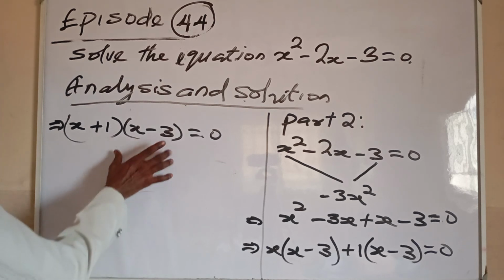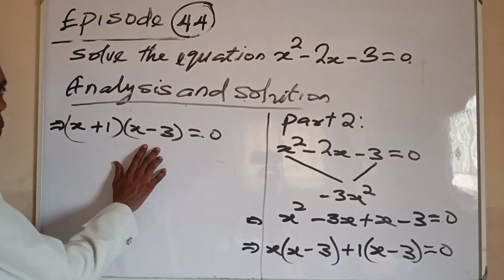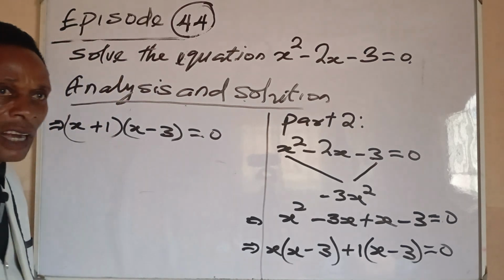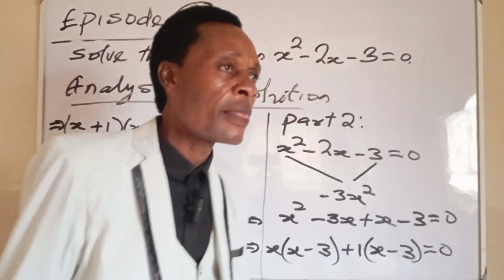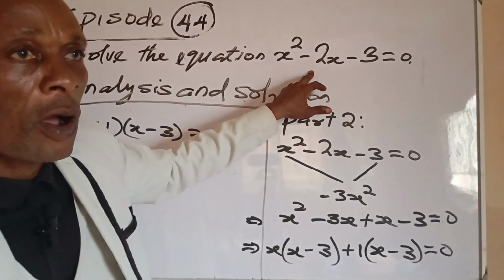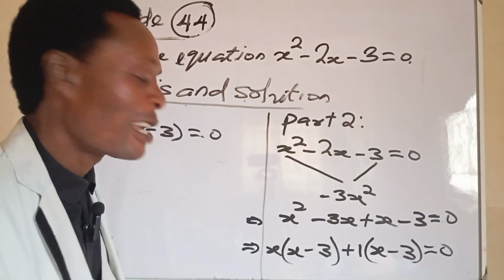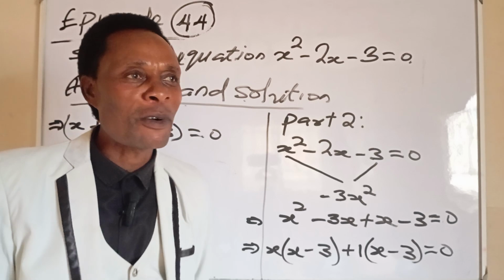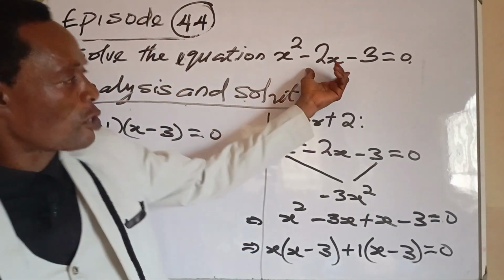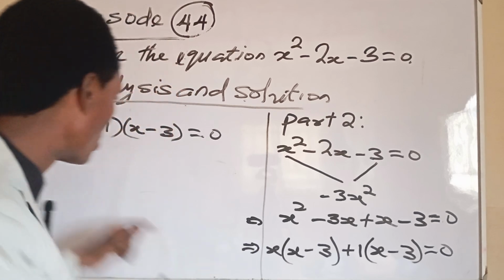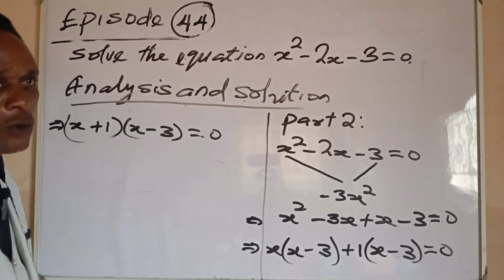Okay, so at this stage, this is called what? Factorization. And factorization is a process in which an expression or equation is reduced to a product of 2 linear factors. You can see the product now, 2 linear factors.